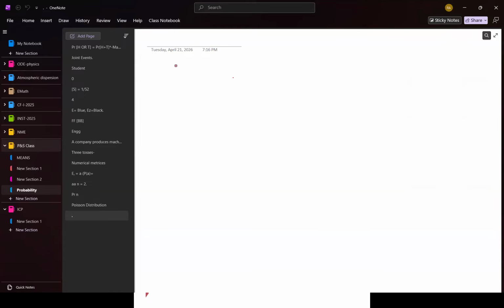So I write the mu value equals n times p, and if we consider that n is getting larger and p is getting smaller, so n is increased and p is significantly decreased.